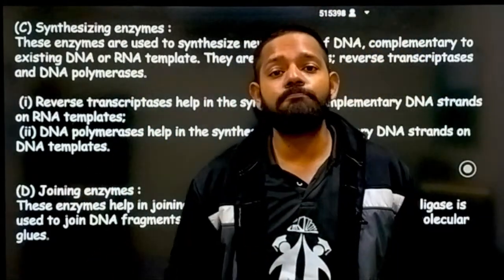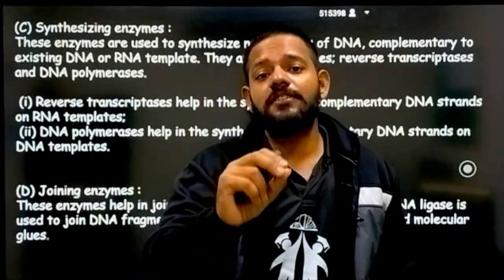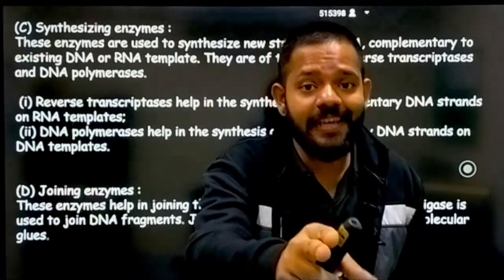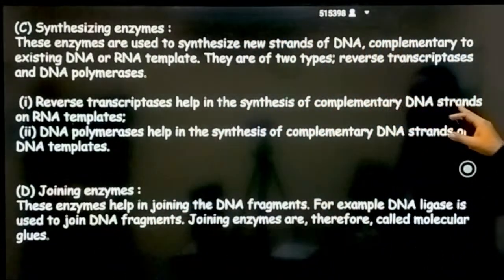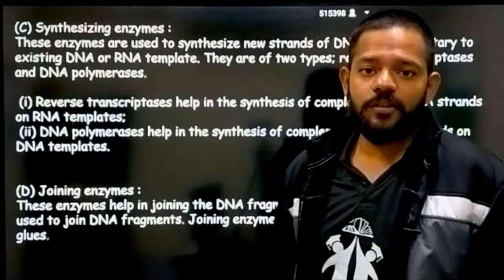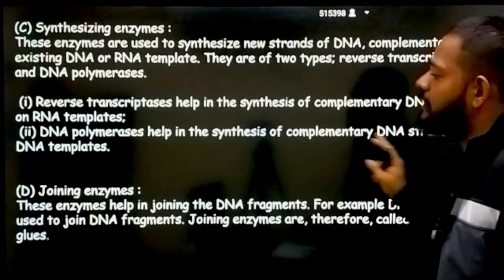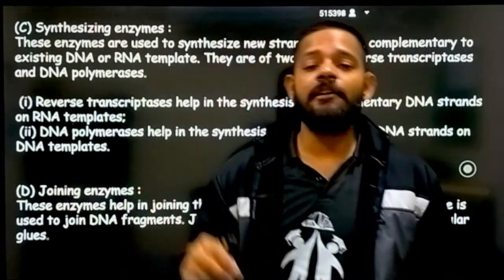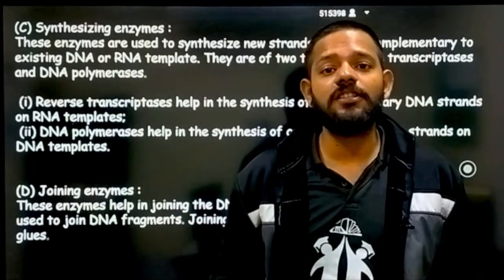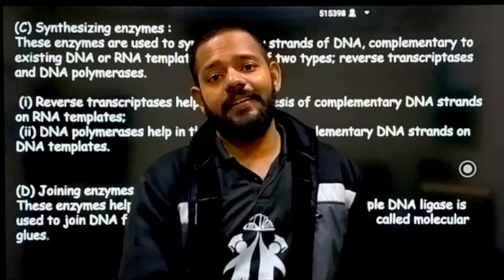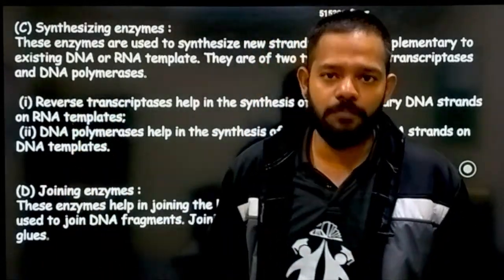Reverse transcriptase produces DNA from RNA. It helps in the synthesis of a complementary DNA strand on an RNA template. Then we have DNA polymerase, which helps in the synthesis of a complementary DNA strand on a DNA template. DNA polymerase produces DNA from DNA, while reverse transcriptase produces DNA from RNA. From a primitive thing, you are producing an advanced thing. That's why it is called reverse transcriptase.